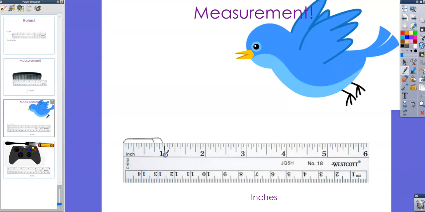And then we've got 1 inch right here. And it looks like it's about 1 inch. That's the inch that it's closest to on the ruler, right? So we would say that that paper clip is about 1 inch long.